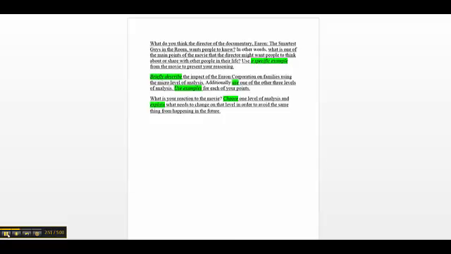This final statement is asking you to do 2 things. First, it's asking you to choose one level of analysis, and then it's asking you to explain what needs to change on that level in order to avoid the same thing from happening in the future.